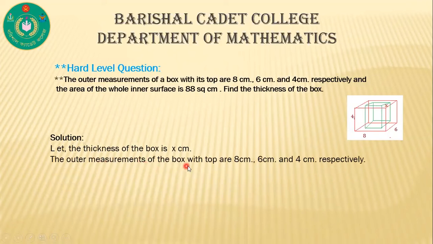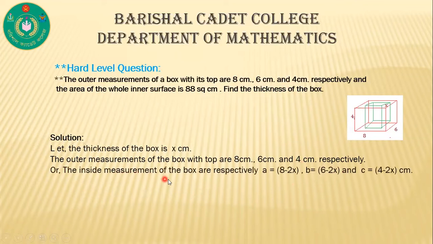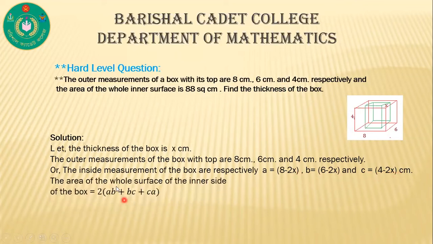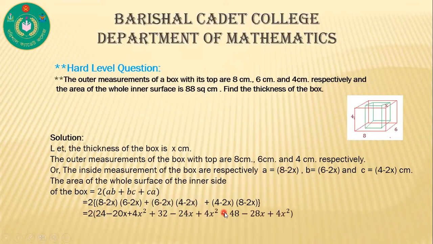The outer measurements of the box with top are 8 cm, 6 cm, and 4 cm respectively, so the inside measurements are respectively a equal to 8 minus 2x, b equal to 6 minus 2x, and c equal to 4 minus 2x centimeter. We know the area of the whole surface of the inside of the box is 2 into (AB plus BC plus CA). Now putting the values of A, B, C and calculating, we can write 2 into (12x square minus 72x plus 104).